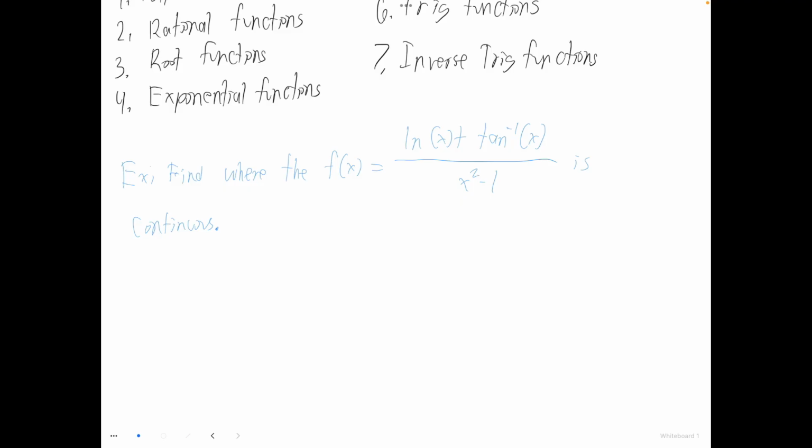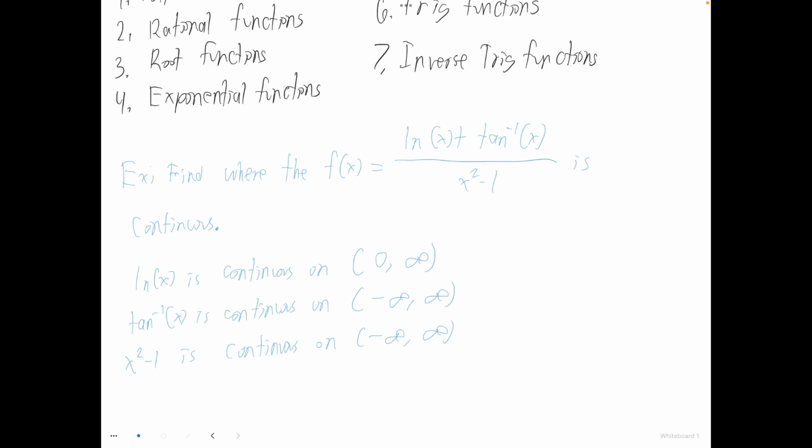And so now, as we mentioned before, when we take any functions, they're basically continuous on their domain. So ln of x is continuous on its domain, and its domain is 0 to infinity, not including 0. And tangent inverse of x is continuous on its domain, which is negative infinity to infinity. x squared minus 1 is continuous on its domain, which is negative infinity to infinity.